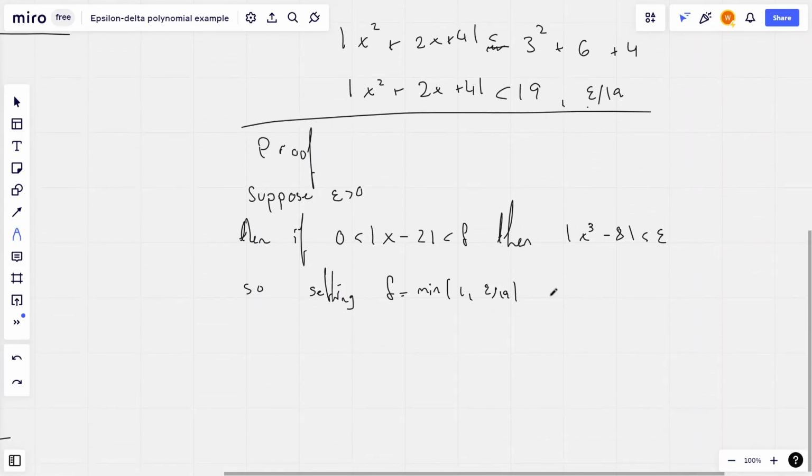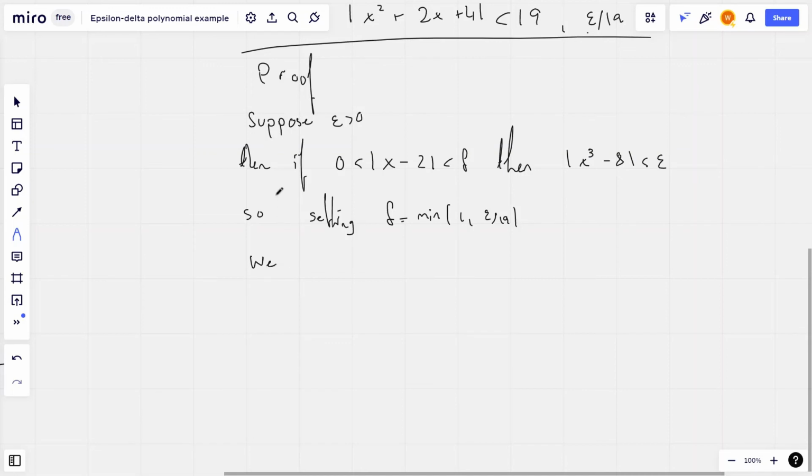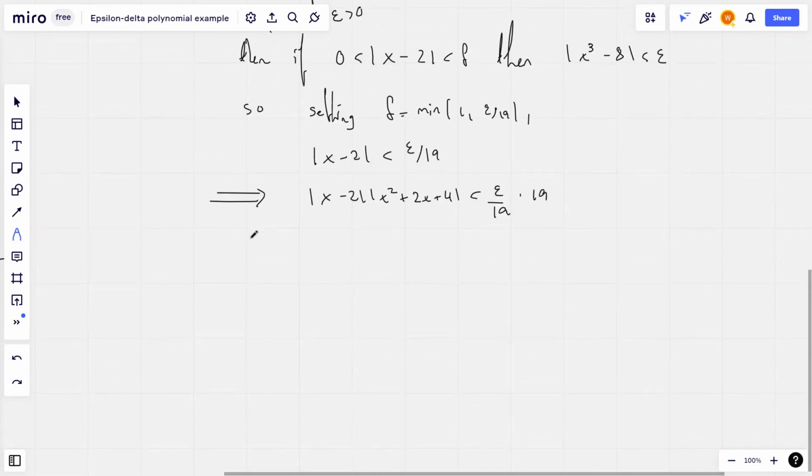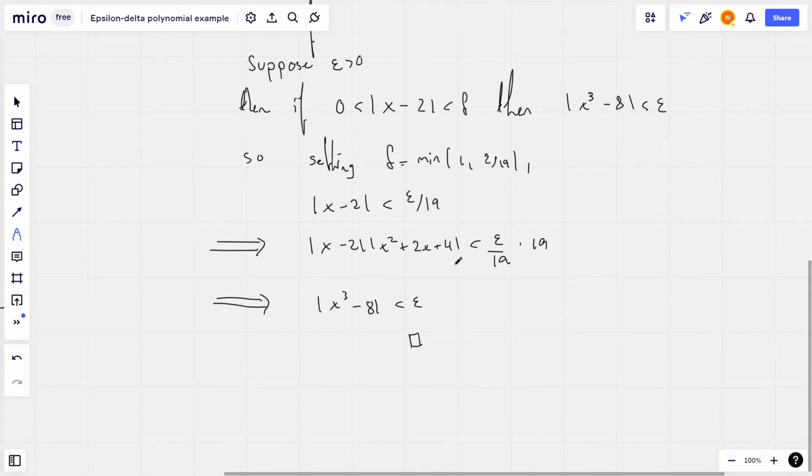Okay, so setting delta equal to the minimum of 1 and epsilon over 19, we have, and so multiplying by x squared plus 2x plus 4, this is going to be less than epsilon over 19 multiplied by 19 from this here, and therefore we have x cubed minus 8 is less than epsilon as required. Hence we have the limit of x going to 2 of x cubed equal to 8.